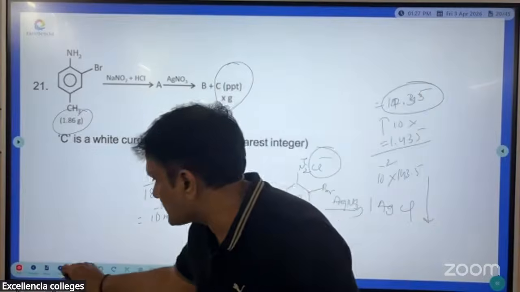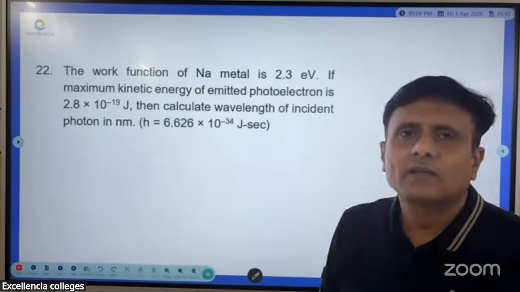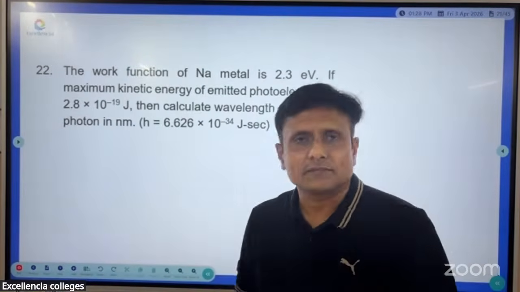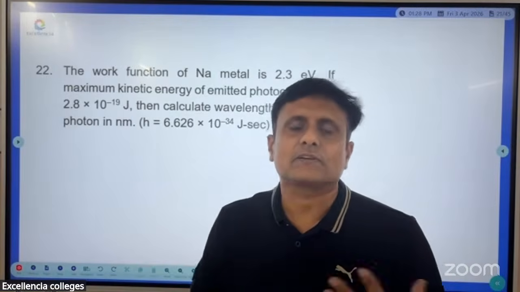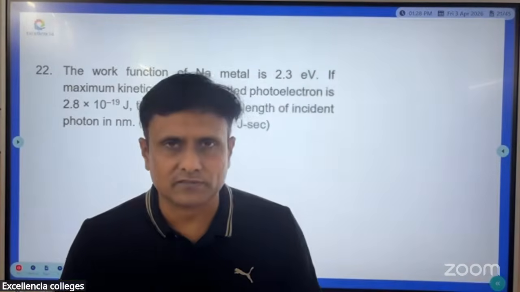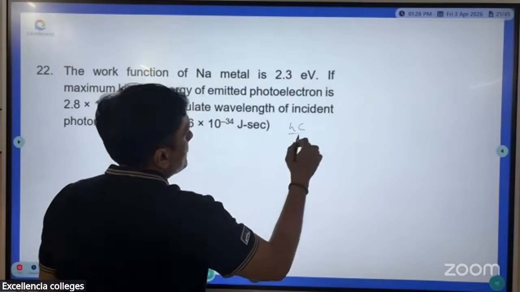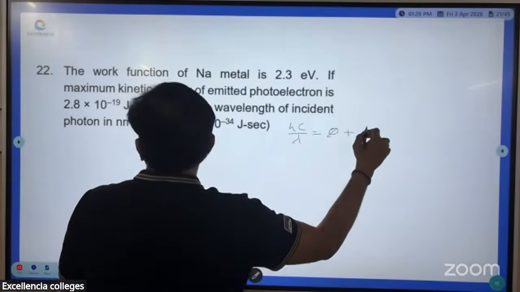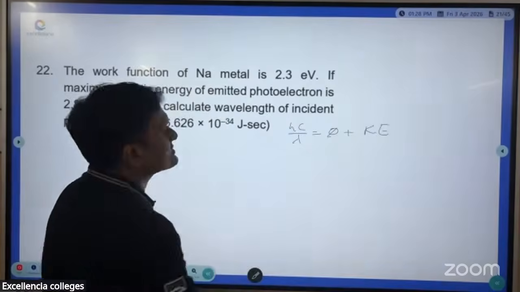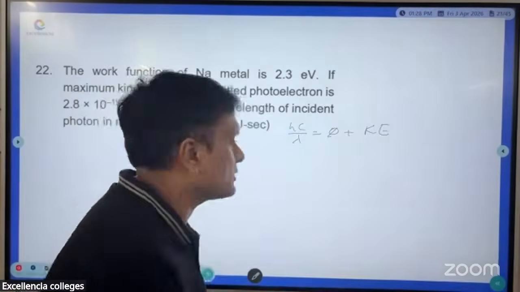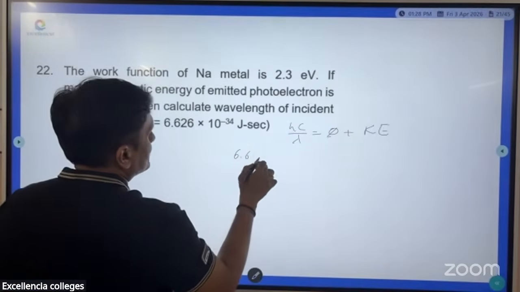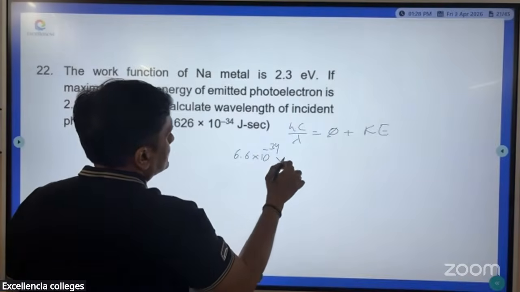You see, everywhere they clubbed stoichiometry. One more question from the 11th class syllabus, atomic structure. You have covered it adequately in chemistry as well as physics. Simple formula based question, Einstein equation: work function plus kinetic energy. All the values are straight away given, but unit conversion is important.